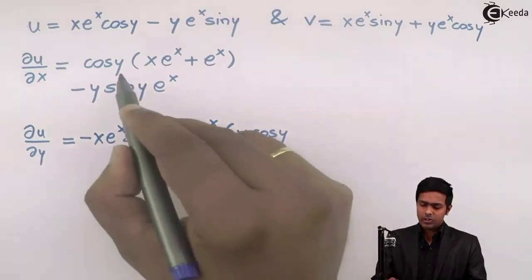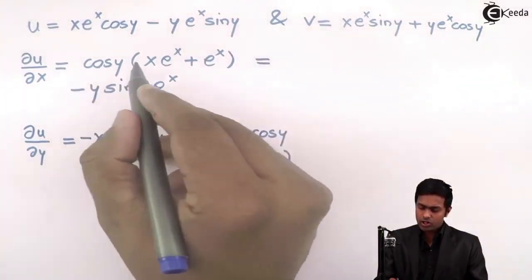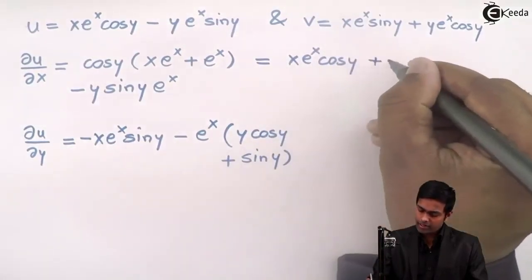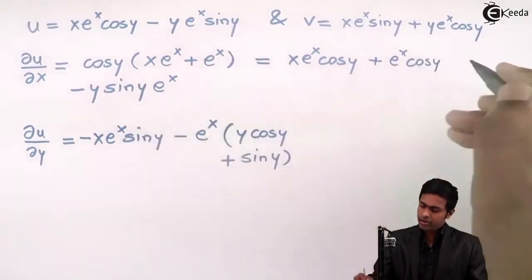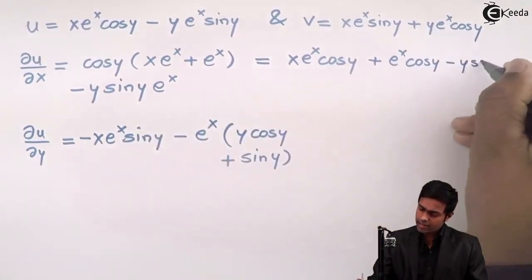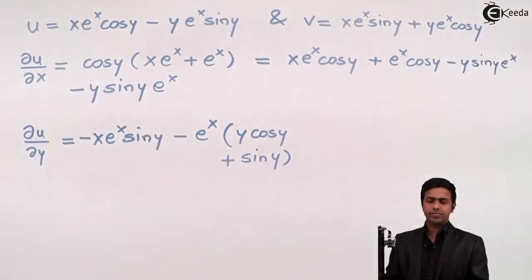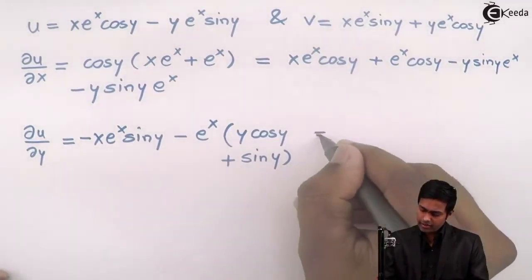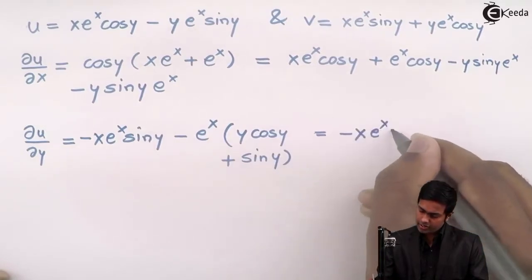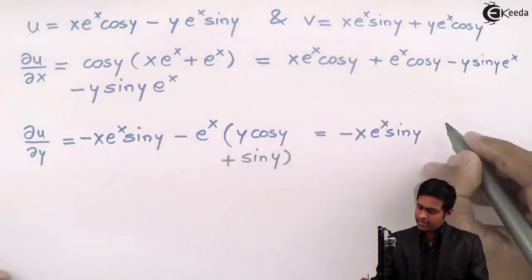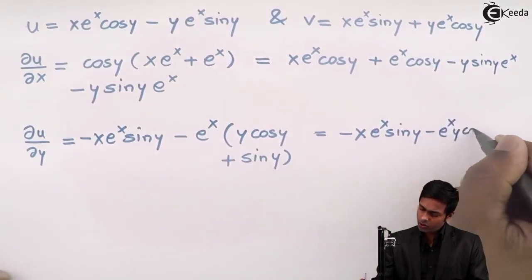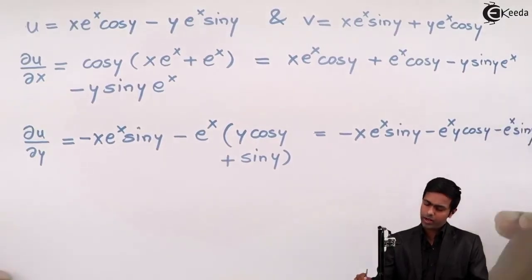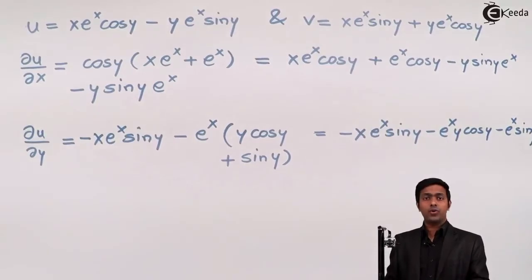Now friends, let's expand this value. So here we will get cos y into bracket: x e raised to x cos y plus e raised to x cos y minus y sin y e raised to x. Similarly, by expanding this, we will get minus x e raised to x sin y, next minus e raised to x y cos y, and this will become minus e raised to x sin y. So we got the values for dou u by dou x and dou u by dou y.